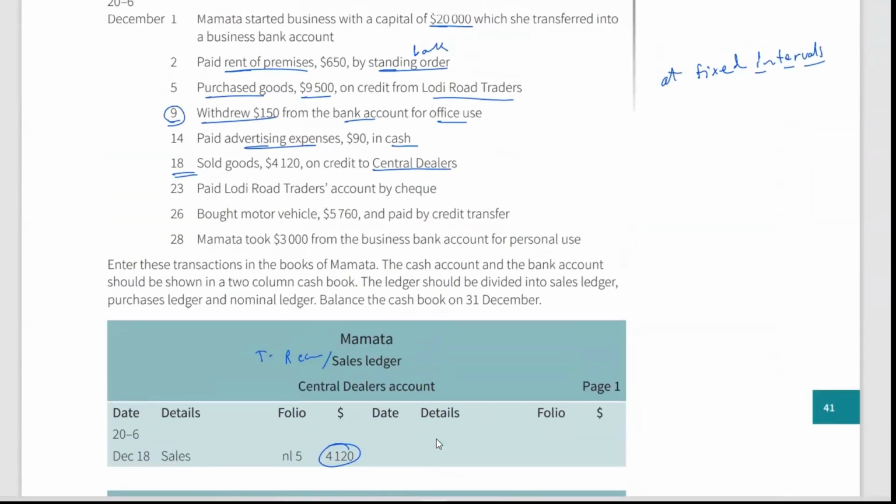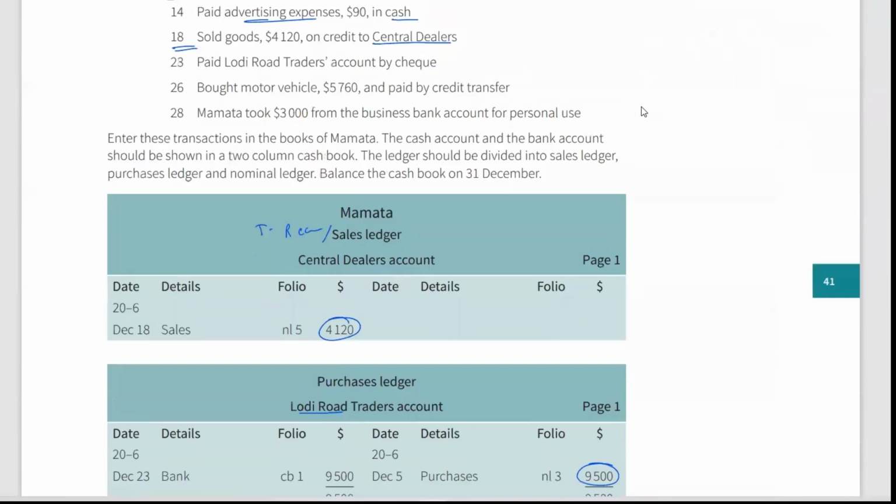All right. Paid Lodi Road Traders account by check. We paid by check, which means we made a bank payment to Lodi Road Traders. They don't say the amount, but we know that we owe them. Let's go to Lodi Road Traders.